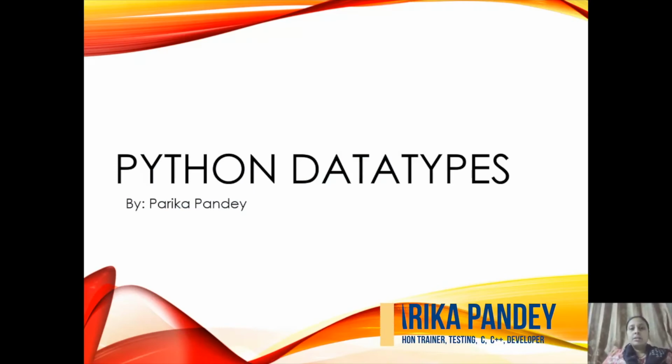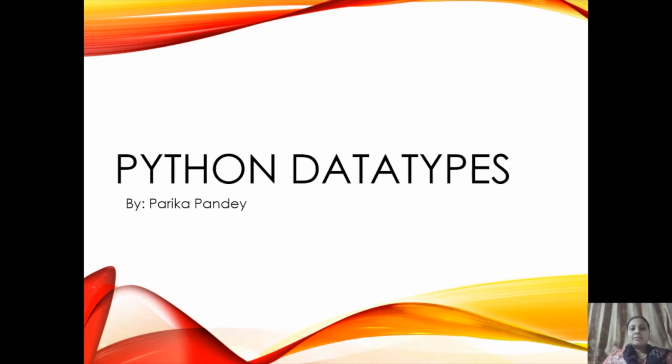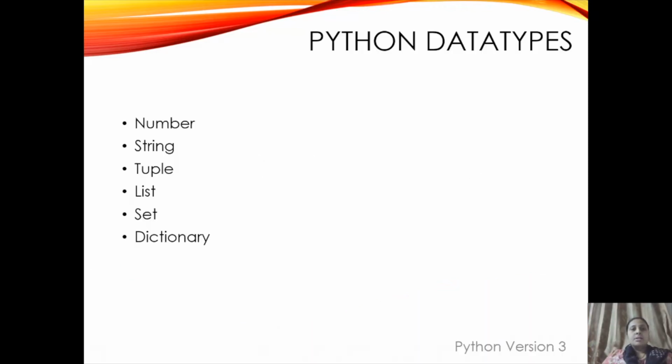In this session, we learn about the different data types of Python. So let's start with the data types. These are the data types which are used in Python: number data types, string data types, tuple data types, list data types, set data types, and dictionary data types. Let's start with the number data types.